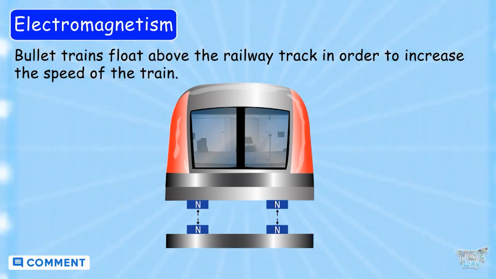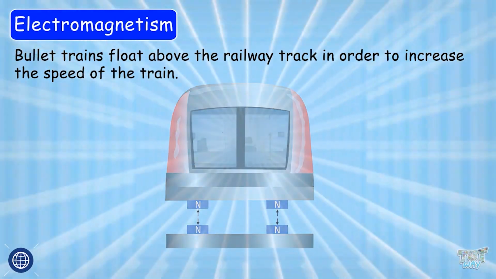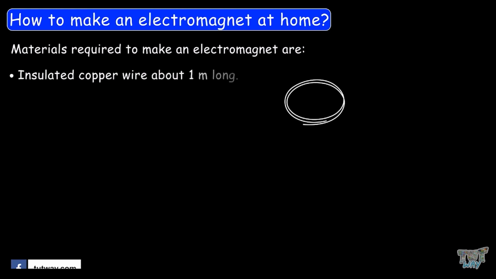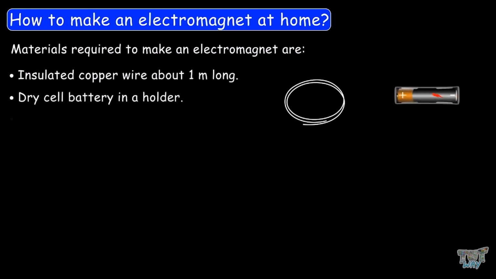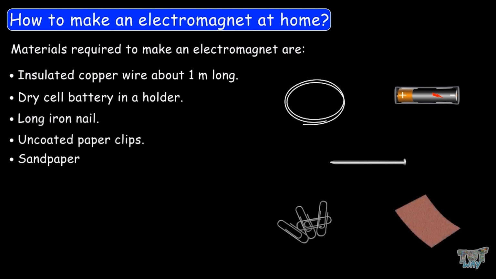Friends, you can also make your own electromagnet at home. Here, we will learn how to do that. The materials required to make an electromagnet are insulated copper wire about 1 meter long, dry cell battery in a holder, long iron nail, uncoated paper clips, and sandpaper.